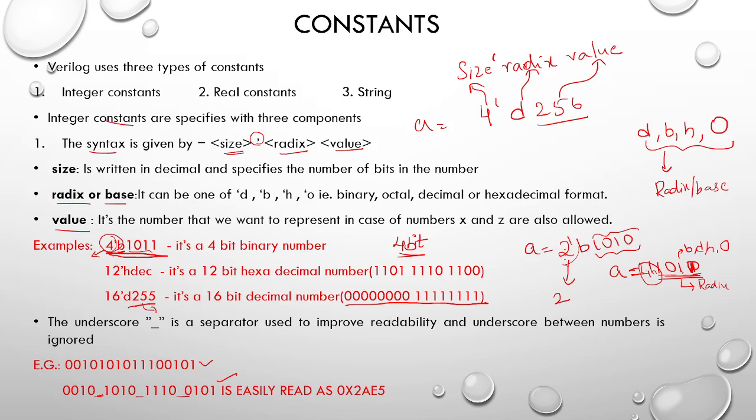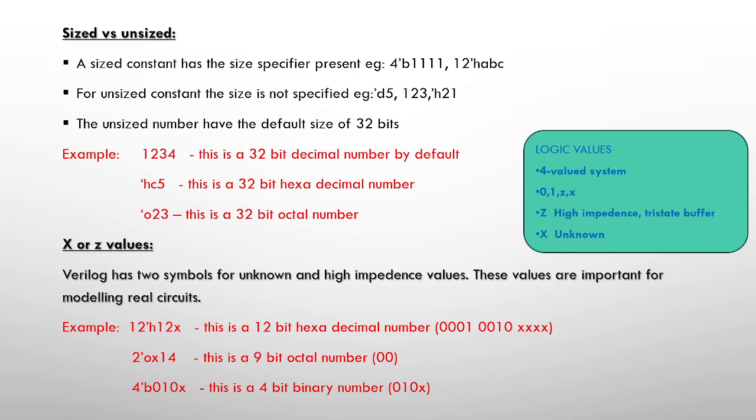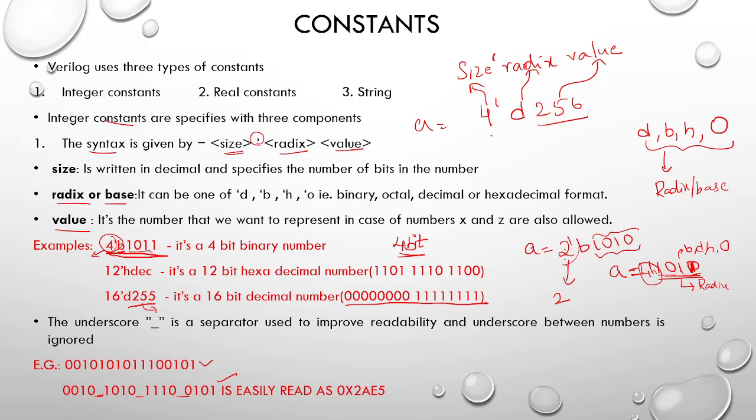That means the simulator will be ignoring that. It doesn't consider it as an error. Okay, so this is about constants. Again, when it comes to constants, as I already told you, the size is important. That means the size should always be mentioned.